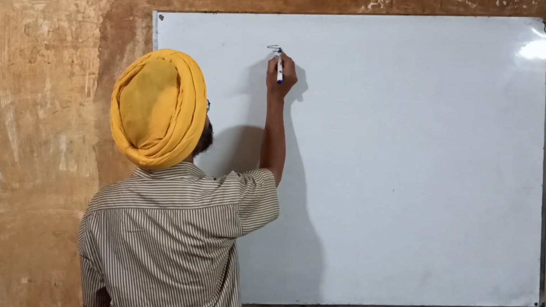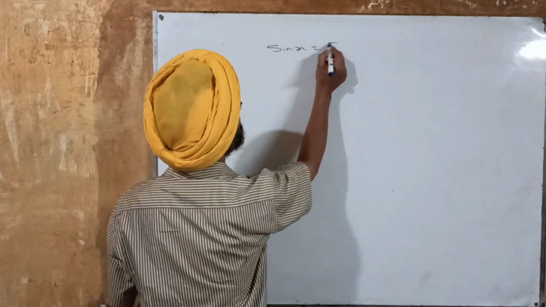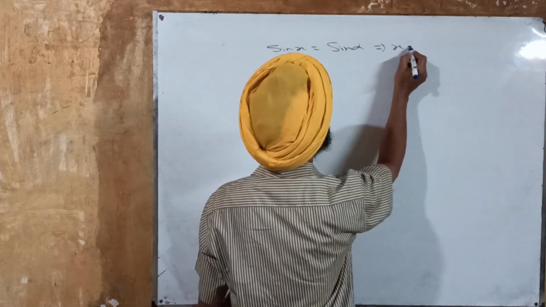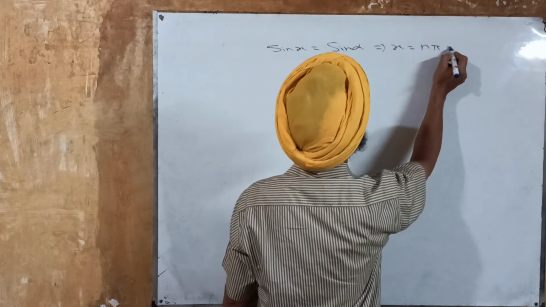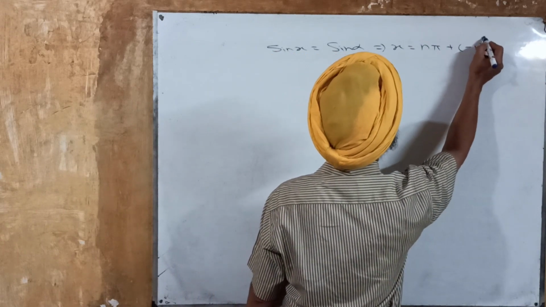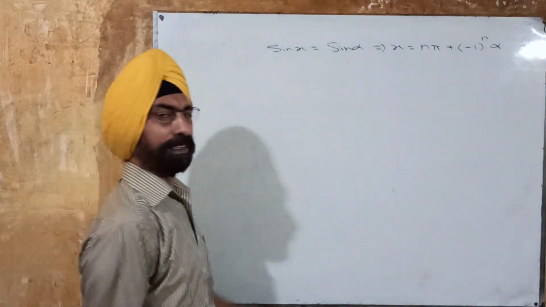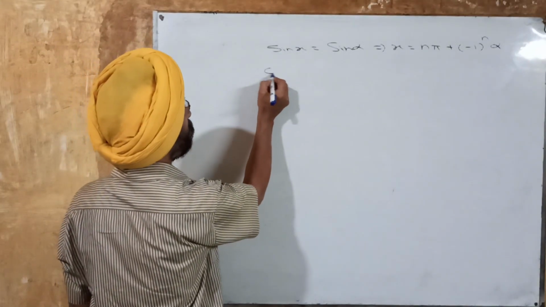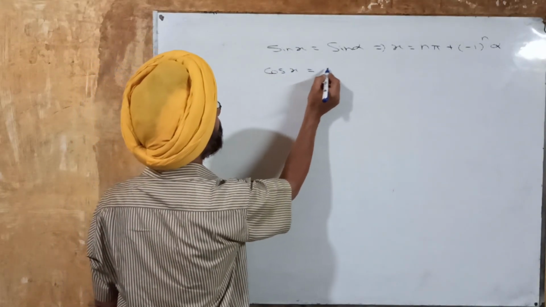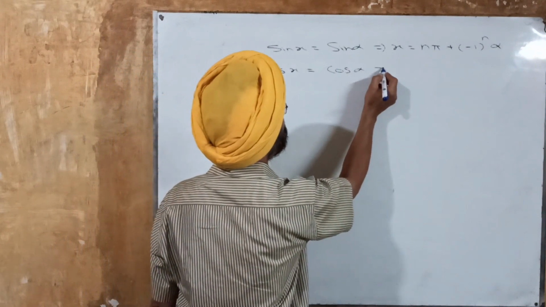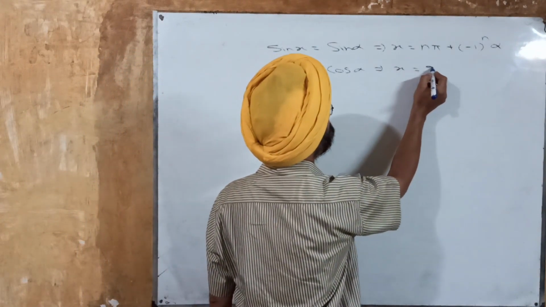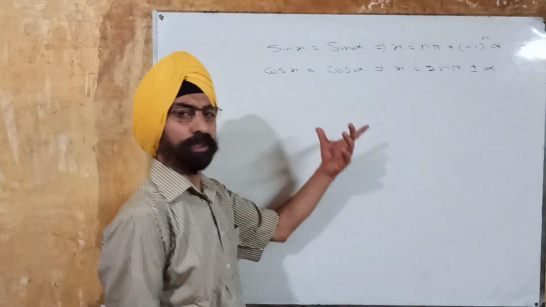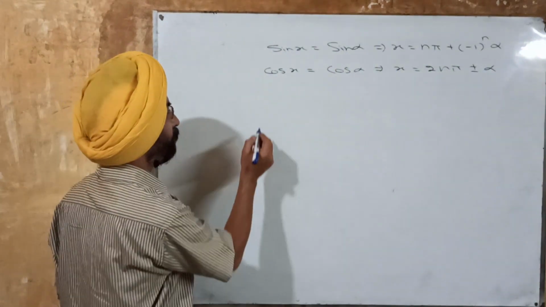If sin x is equal to sin alpha, this means x is equal to n pi plus minus 1 raised to the power n alpha. This is the general solution for this trigonometric equation. Cos x is equal to cos alpha implies x is equal to 2n pi plus minus alpha. This is the general solution for cos x is equal to cos alpha.